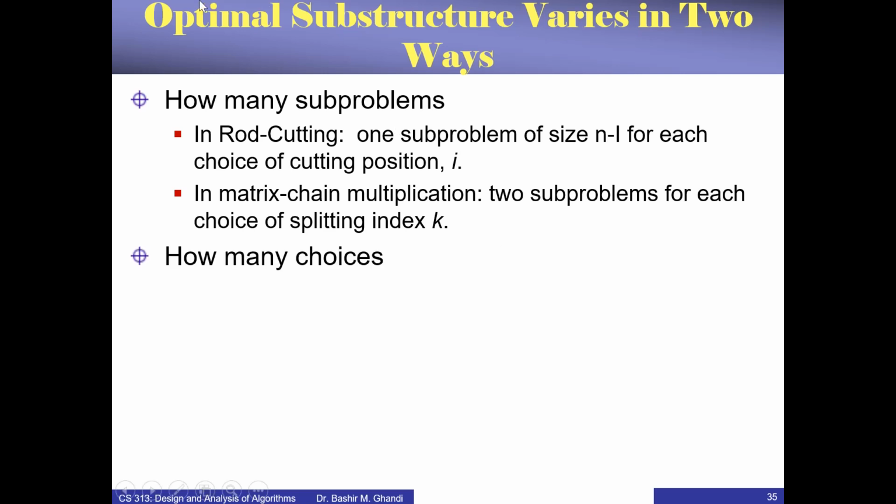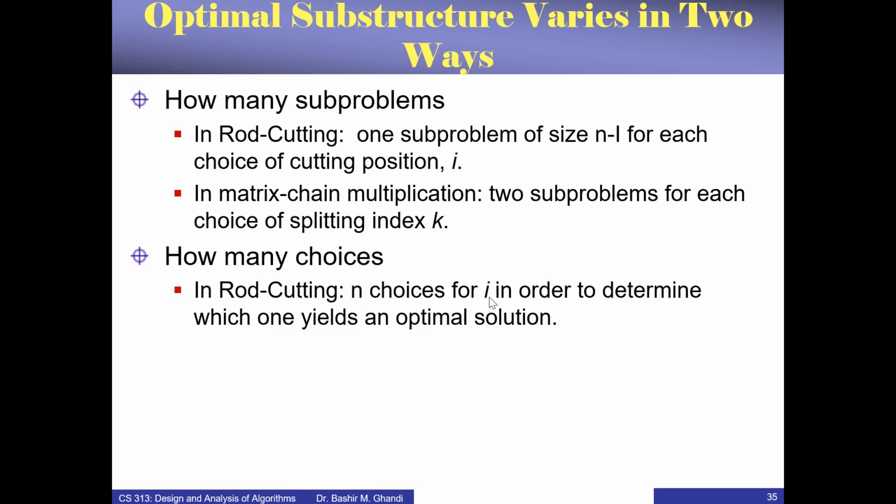Okay, so this is one issue, how to find how many subproblems. The next question is, how many choices do you have? How many choices? In the rod cutting, there are n choices for i in order to determine which one will yield an optimal solution. Okay, you have to check all the n possible cases.